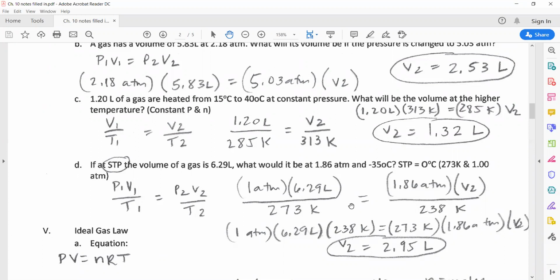Again, I'm going to recommend that you cross multiply. So 1 times 6.29 times 238 goes on one side, and on the other side goes 273 times 1.86 times V2. So we get everything just in this linear equation here, and then we just divide. To get V2 alone, we're going to divide by 273 and divide by 1.86, and here is our new volume.